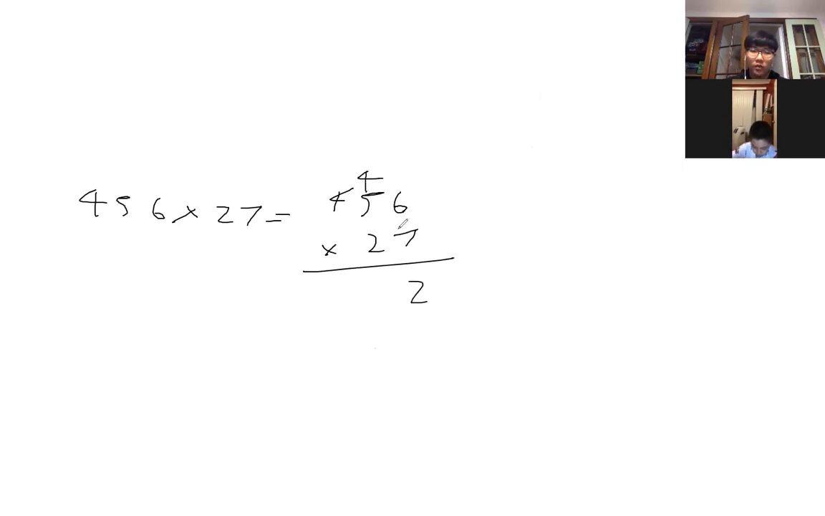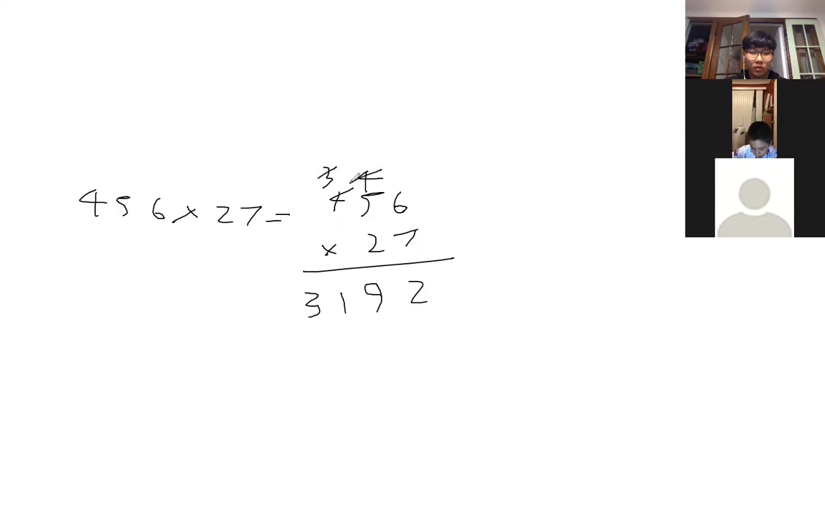456 times 27. So let's do 6 times 7, 42, right? And then 7 times 5 is 35. So we do 35 plus 4, 39. Since we have an extra number, we put the 3 up here on top of the 4. And then we do 7 times 4, 28. And then 28 plus 3, that's 31. So our first line, we get 3,192.